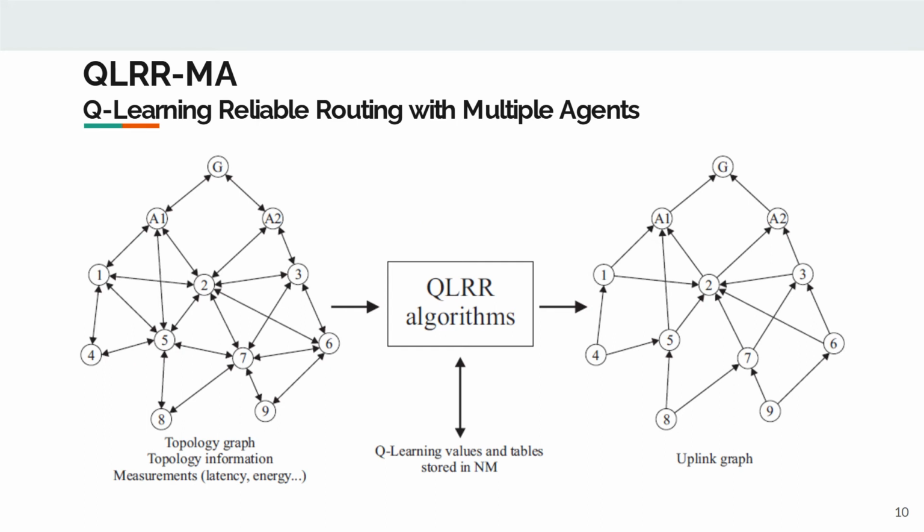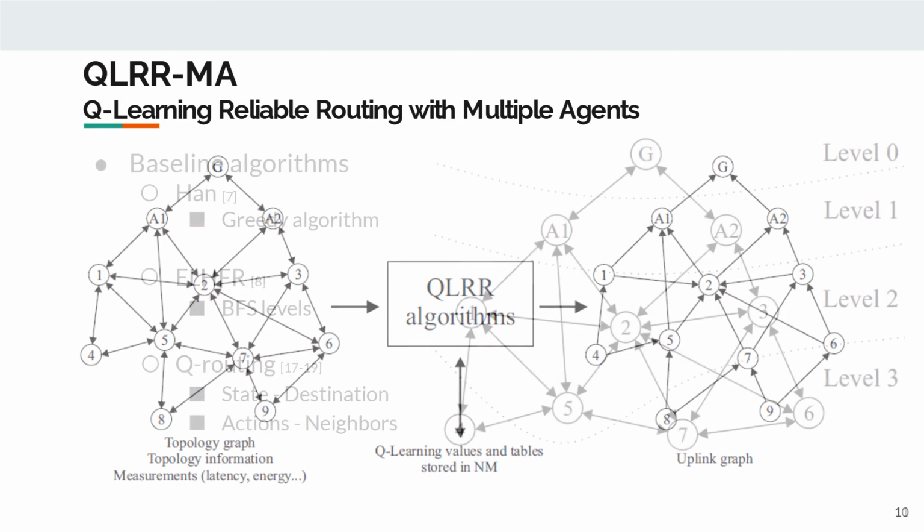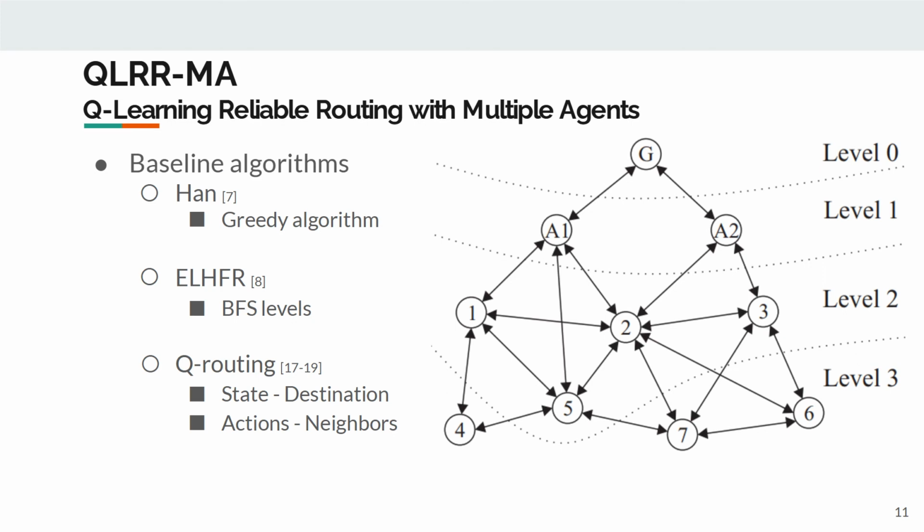So, our approach will be called Q-Learning Reliable Routing with multiple agents. It will run periodically during the routing construction task of the network manager, as I said before, and it will use current topology information and measurements and also learning information stored in the memory of the network manager to build an uplink graph. We use three baseline algorithms to build our approach.